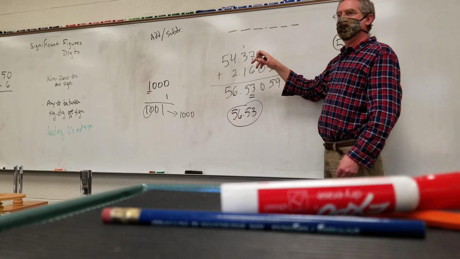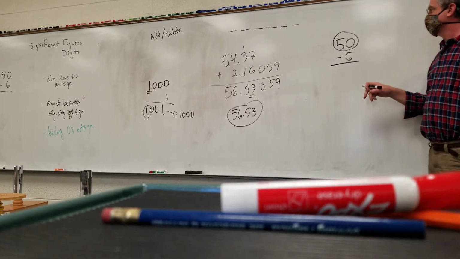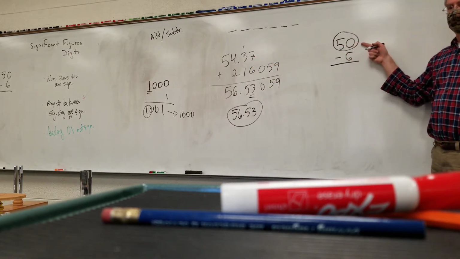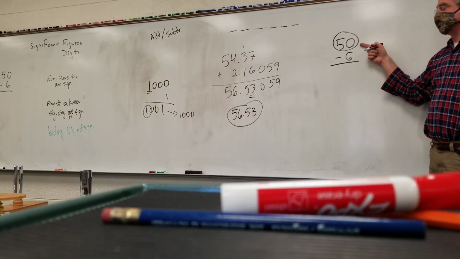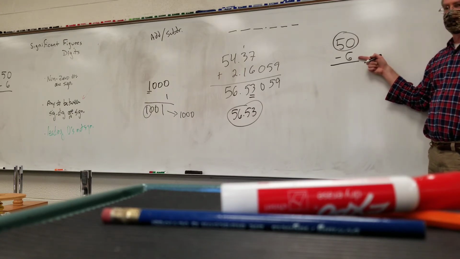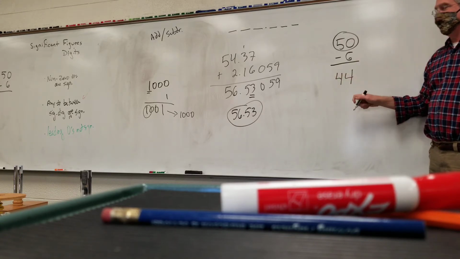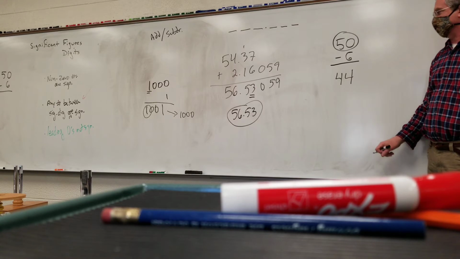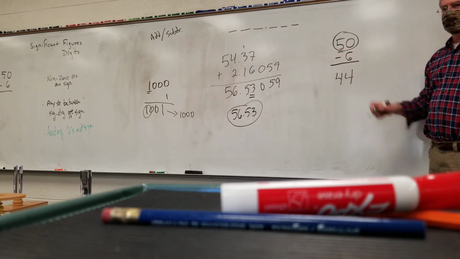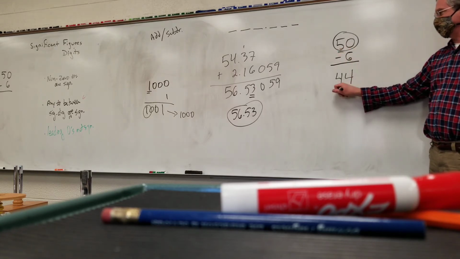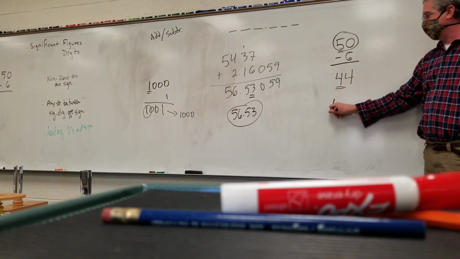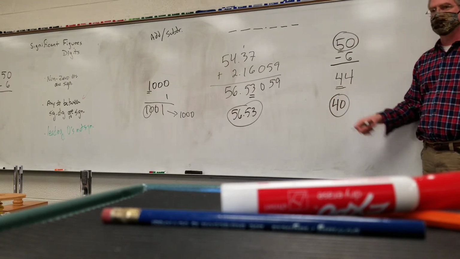Is it 44.0? All right, so this is to what place? All right, so it's to the tens place. This is to what place? Ones. All right, so we subtract, we get 44 as was said, but we go to the least precise value. That's in the nearest tens place, and so therefore we round this off to the nearest tens place, so 40 is the final answer.